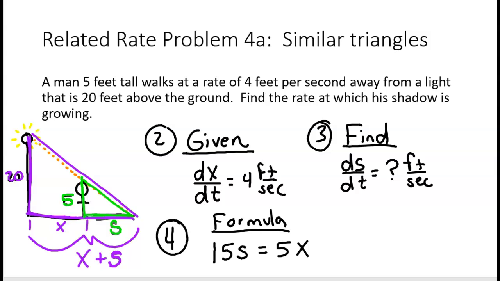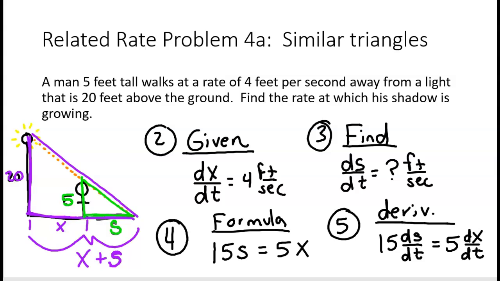All right, now we're ready for step 5, which is to find the derivative. So I'm going to let you go ahead and pause the video here, and when you unpause it, you will see the solution. And there's that. So if you take the derivative of this, you're left with 15, but then you need to multiply it by ds/dt. And if you take the derivative of that, you're left with 5, but then you need to multiply that by dx/dt because we are doing implicit differentiation.